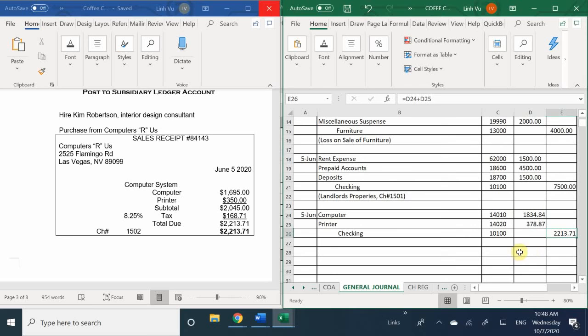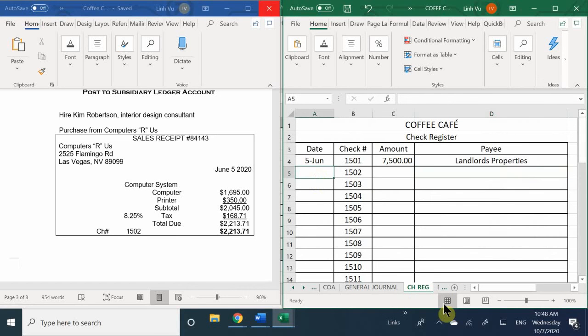All right. Now, before anything happens next, what do I need to do first? Check. You need to update your check register. That is correct. Okay. So here on June 5th, I wrote a check out for 2213.71. And who did I write this check out to? Computers R Us.